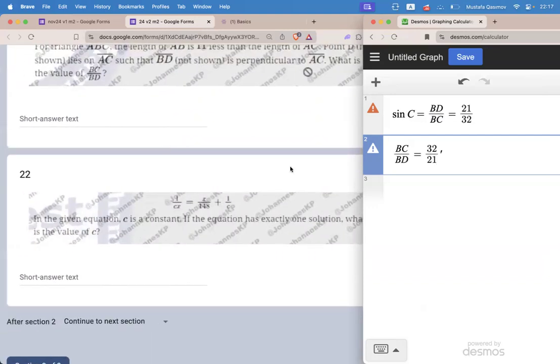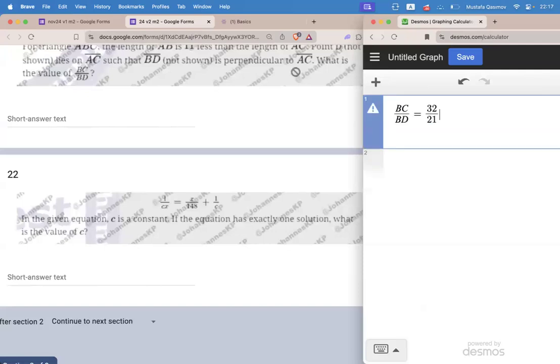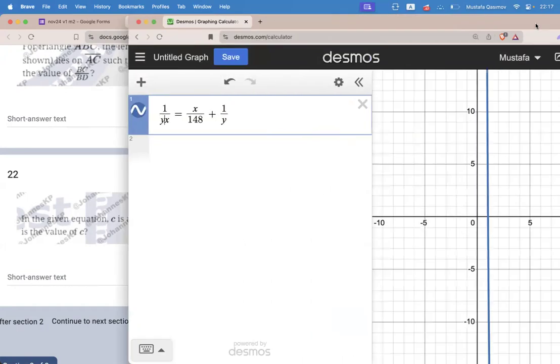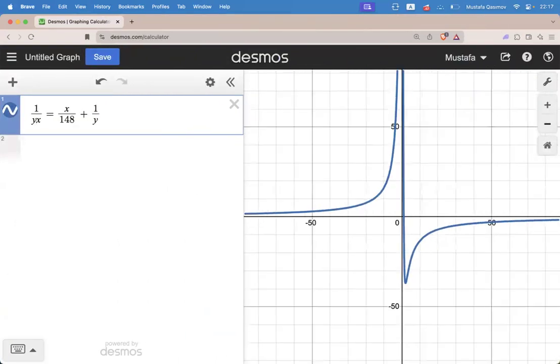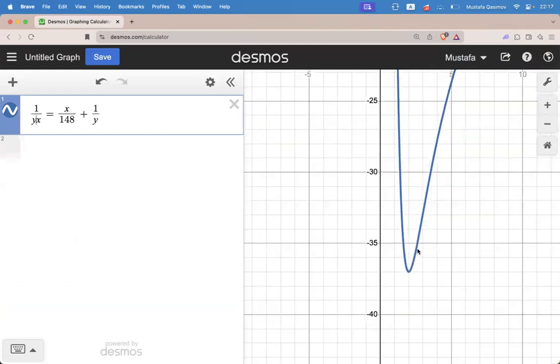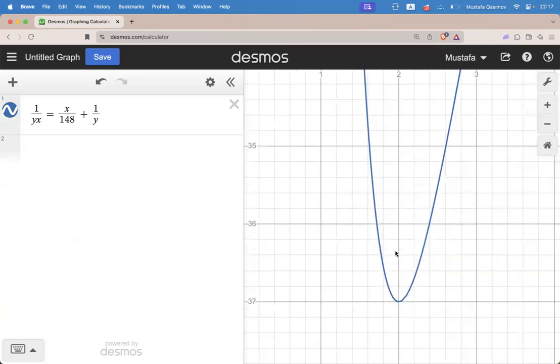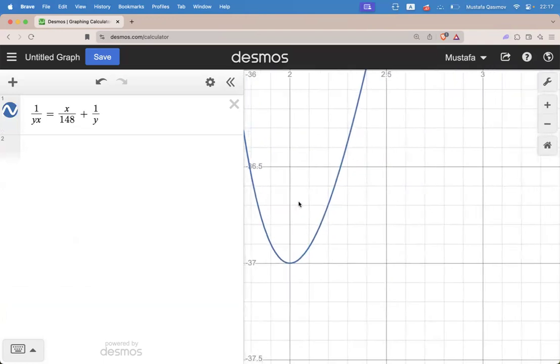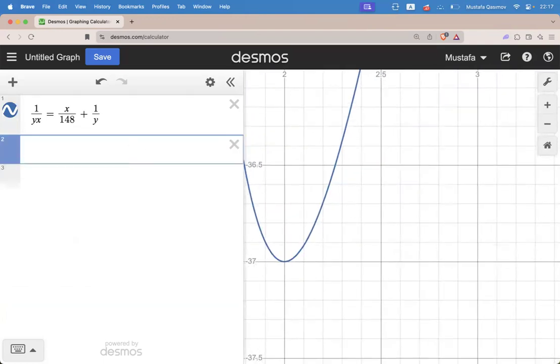Okay, and the last one, this question is very short. You have to just write the decimals. If you want, you can multiply by 148 CX, then look at the discriminant. Or you can write y instead of C, then look at the turning point or vertex point, something like that. Here you can see that we have only this point at which the function turns. You have to take this y value. What is this y value? 37. So C is 37.